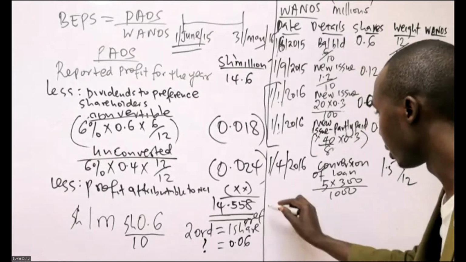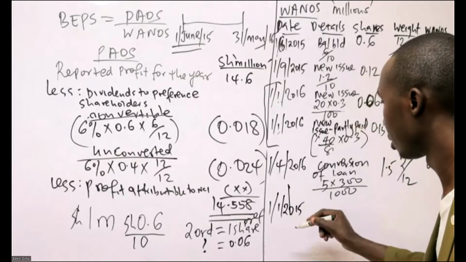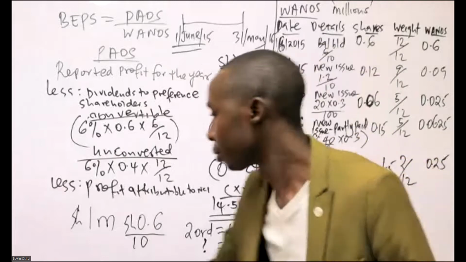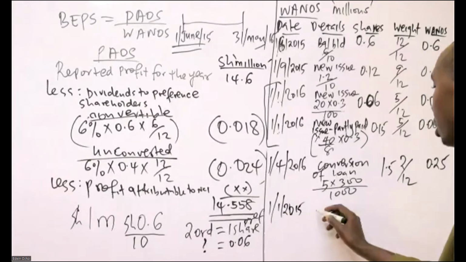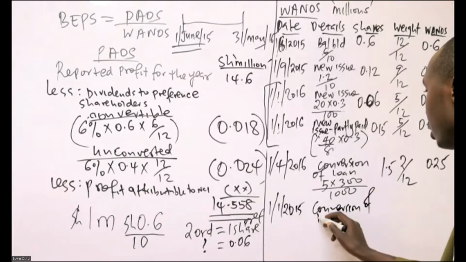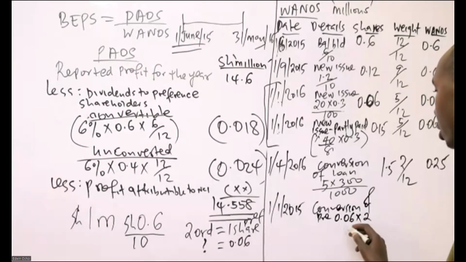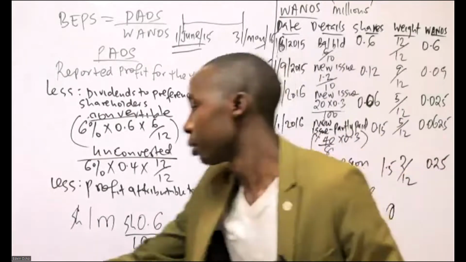So this conversion occurred when? 1st December 2015. So on 1st December 2015, they did a conversion again, conversion of preference now. So 0.06 times 2 over 1. If you multiply by 2, you get 0.12.